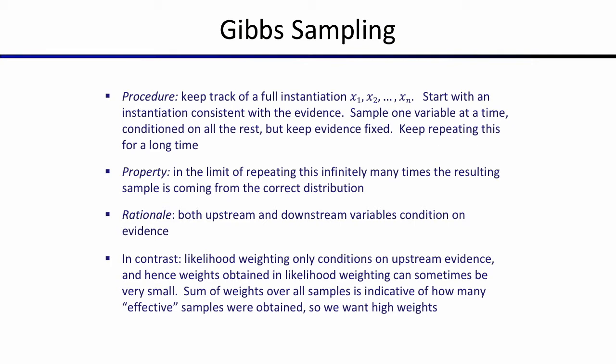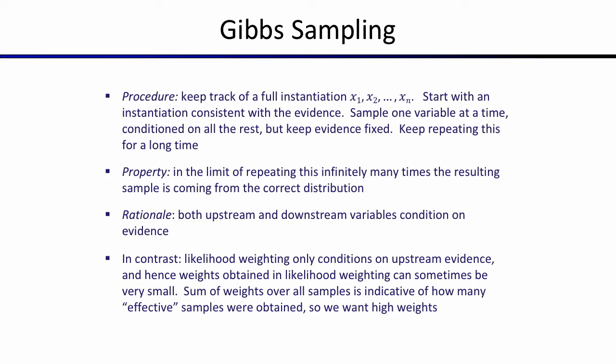So what is the rationale? Both upstream and downstream variables are conditioned on evidence. And that is an interesting point because we didn't have that with likelihood sampling. But now, because we're going to work with those complete instantiations, with some variables instantiated to the evidence, and we're going to change the values of the variables one by one, we have the possibility of changing one variable, like a root variable in the Bayesian network, based on other variables that are instantiated. So we will have this upstream influence of the evidence going up in the Bayesian network.